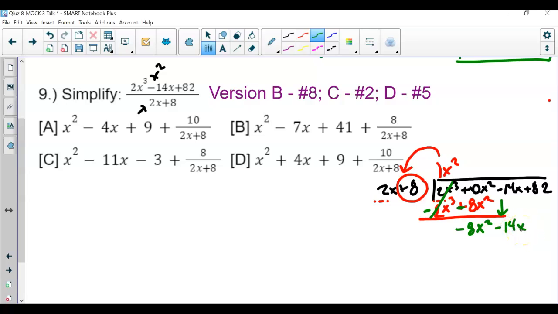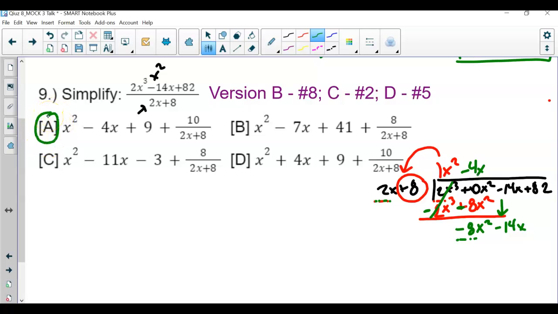So now divide the first into the new first term. So now I'm going to divide 2, but now into what is the new first term? Negative 8. 2 goes into negative 8, negative 4. So negative 4x. Now I can already notice from test taking strategies, that means my answer has to be A.